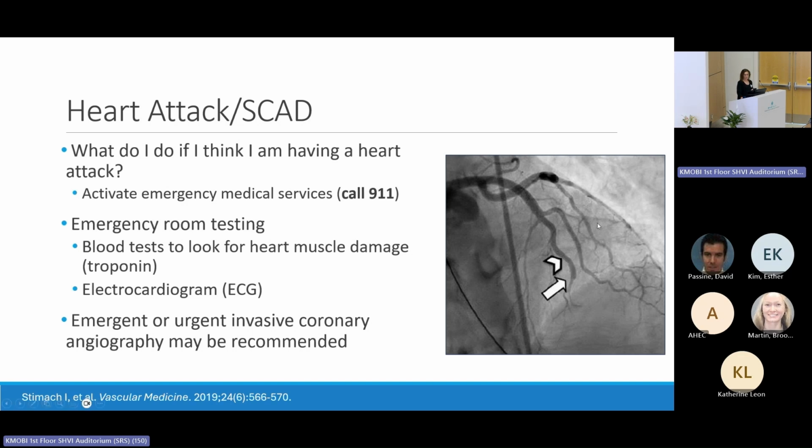And that's a picture that we see here, this top arrowhead. You don't have to, again, know exactly what we're looking at, but this shows us a more normal appearing vessel. And then we see this tapering off right here that ends up with a very small vessel. That's a vessel that we think is affected by dissection or SCAD.